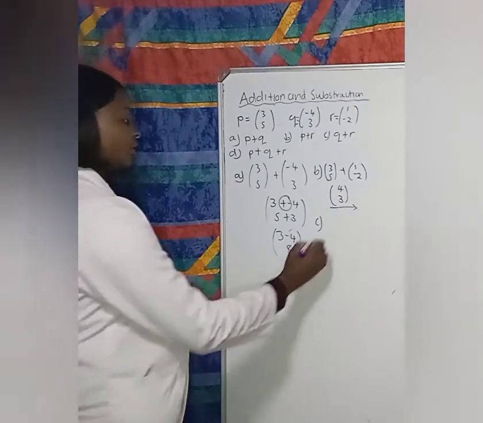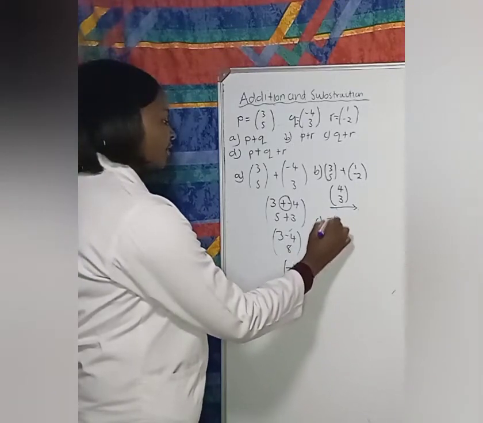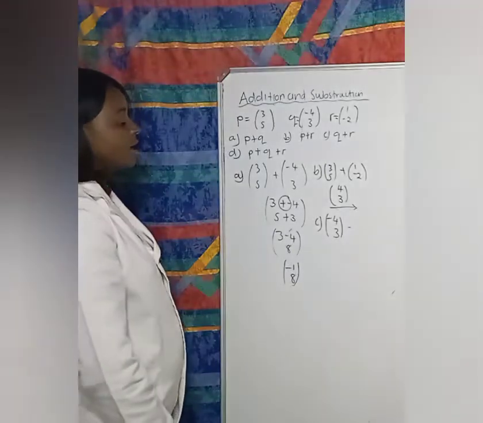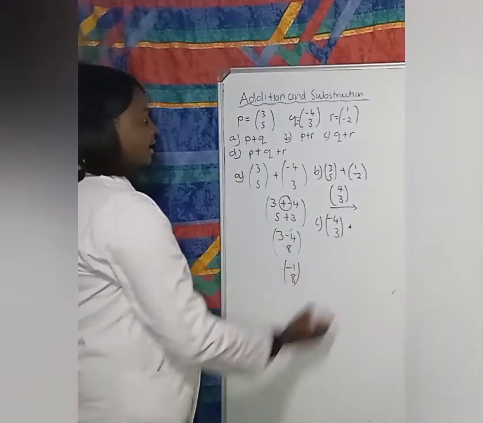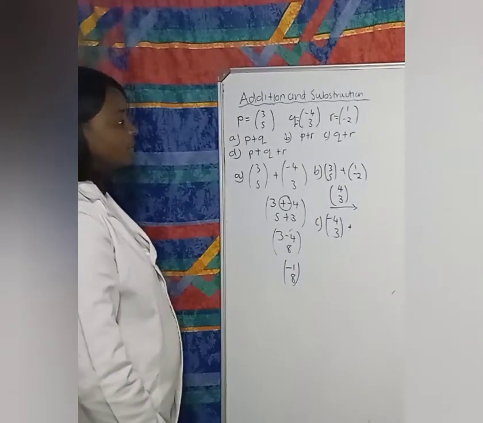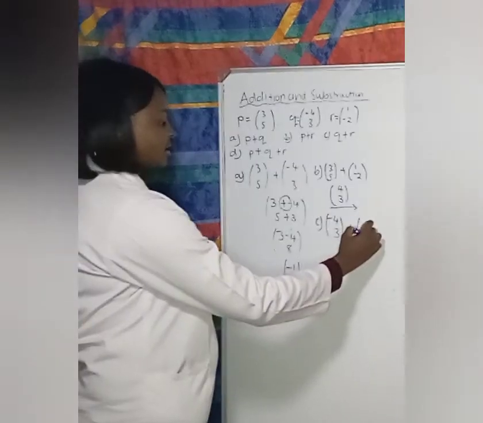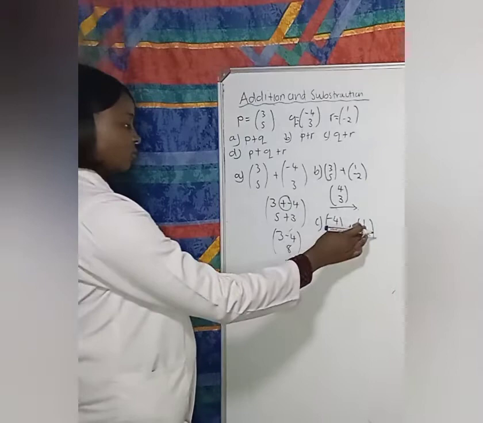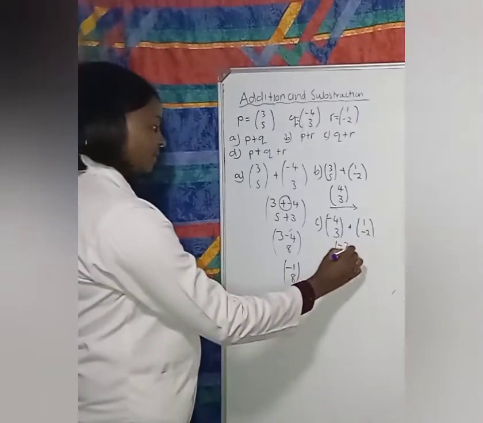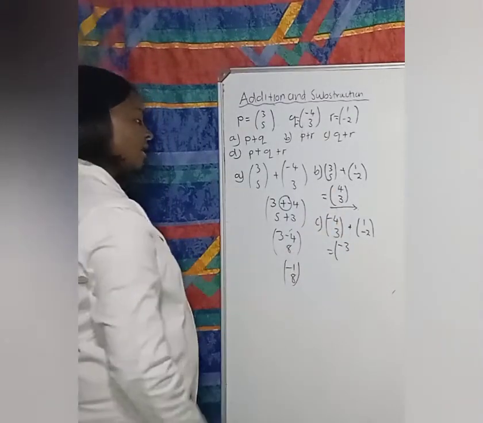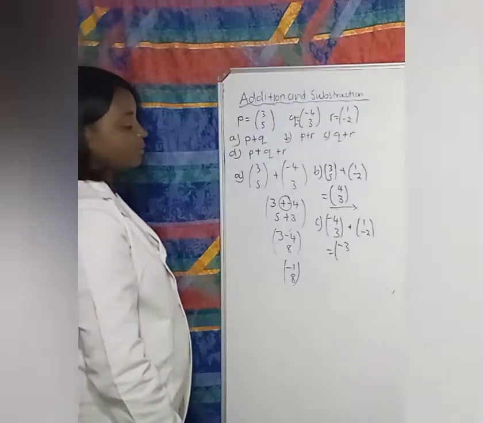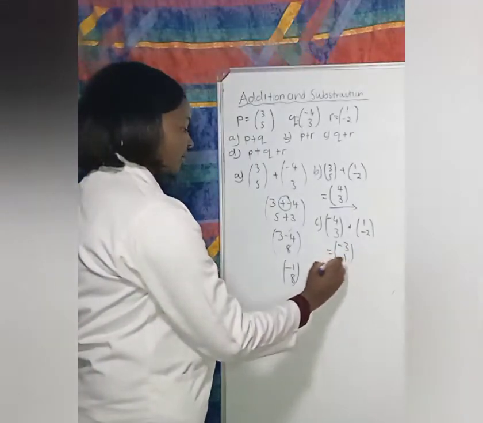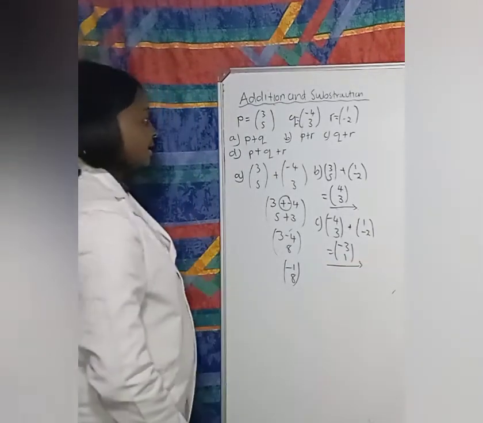What about C? Q plus R. Q is (-4, 3). We are adding, so it's Q plus R. Our R is (1, -2). Okay, so minus 4 plus 1 is a minus 3. 3 plus minus 2, the plus and the minus give a minus. So 3 minus 2 is a 1. So that's for our C there.